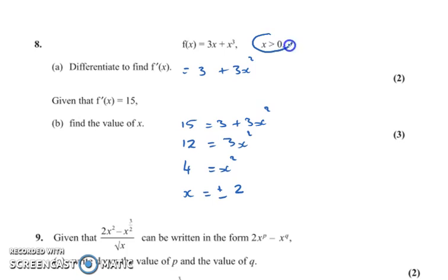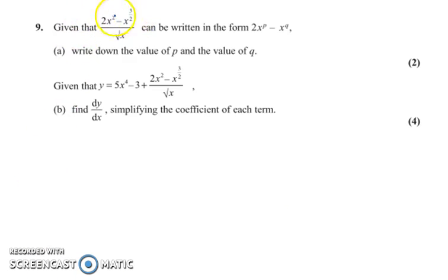It says in the question that x has got to be greater than 0, so x is just 2. Okay, moving on to question 9. We need to neaten it up quite a bit before we can differentiate it. It does say to write down the value of p and q.